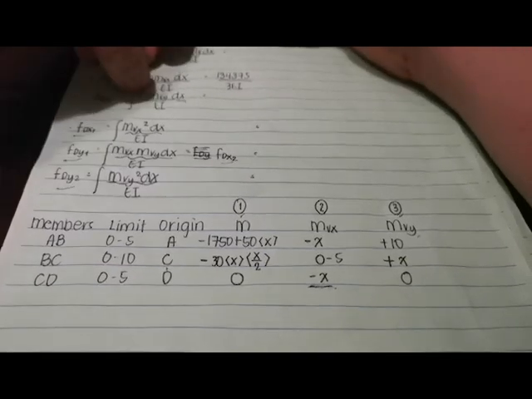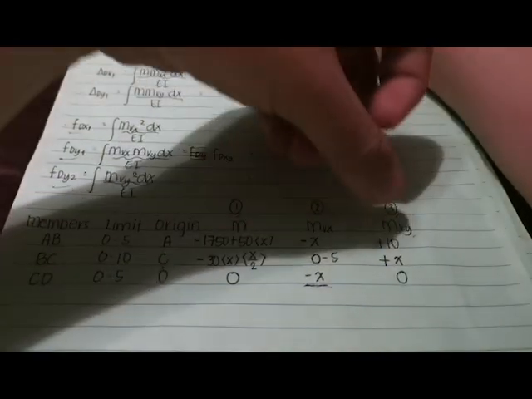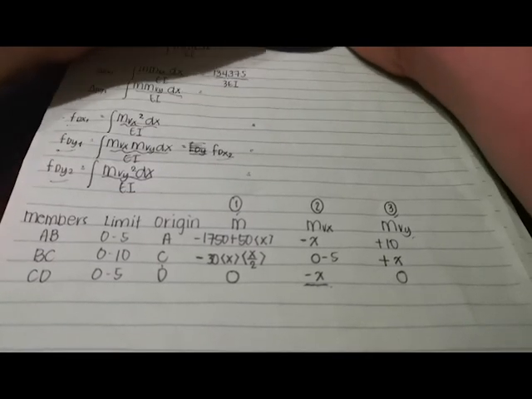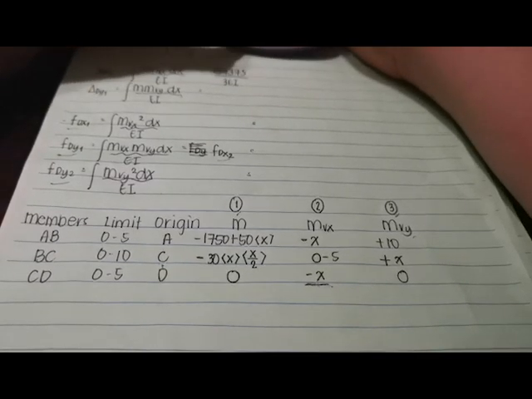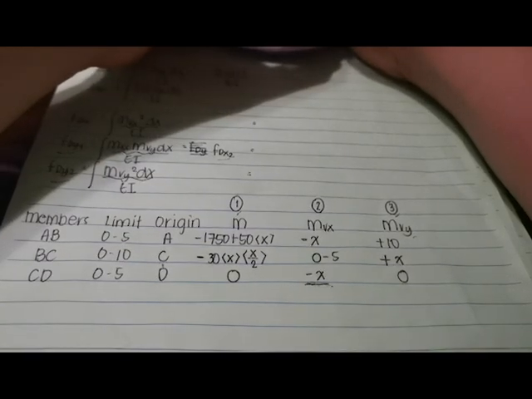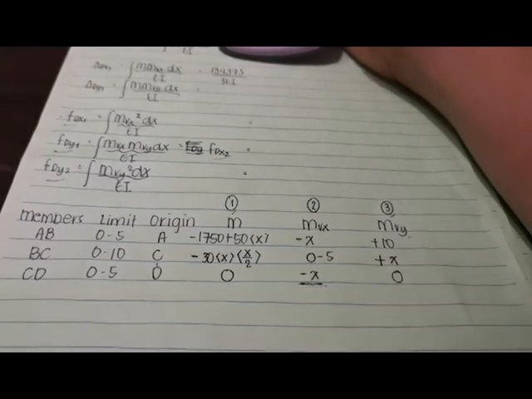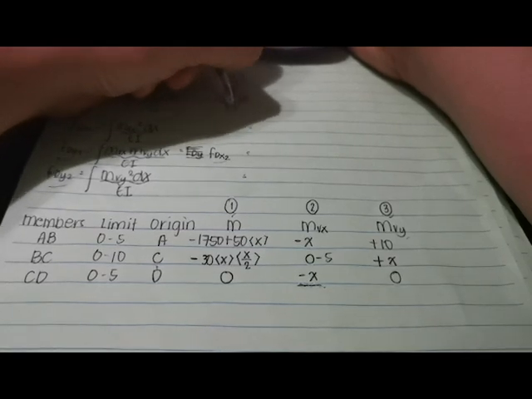Okay, next, your delta dy1 is equal to the integral of m, the moment equation, negative 1750 plus 50x multiplied by mvy, which is equal to 10, from 0 to 5, plus the integral of negative 15x squared multiplied by x from 0 to 10. This is just equal to negative 118,750 over EI.